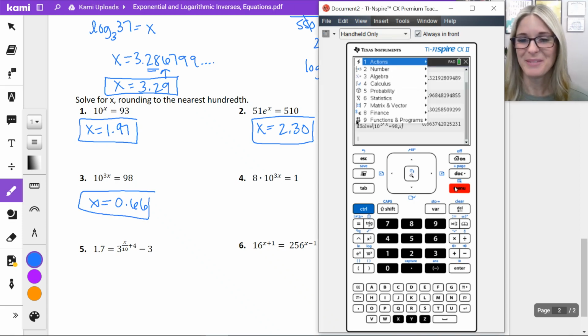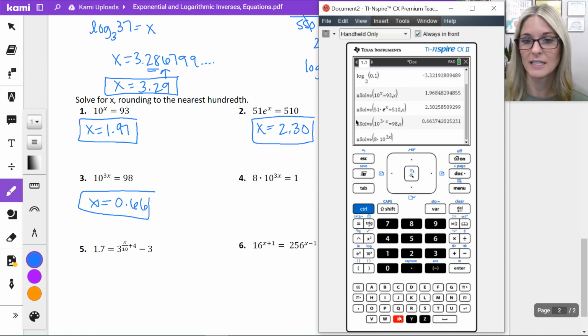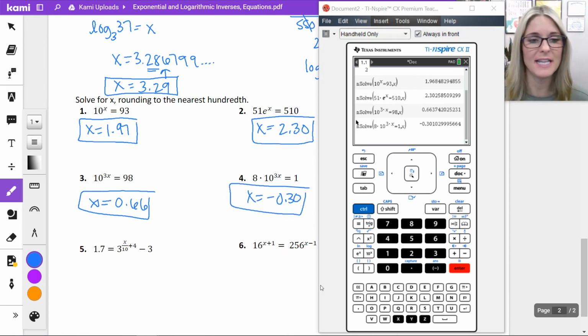Ready? Here we go. Number 4, menu, algebra, numerical solve. 8 times, I'm going to use the multiplication key there. 8 times 10 raised to the 3 to the x, arrow out of exponent land, equals 1. Don't forget, comma, x, and enter now. X equals negative 0.30. The 1 said let it rest. So negative 30 hundredths there.